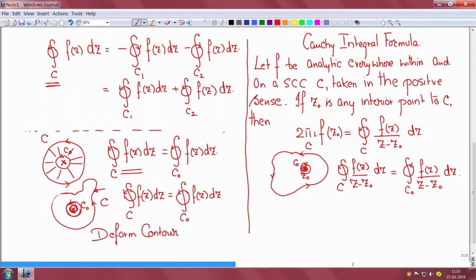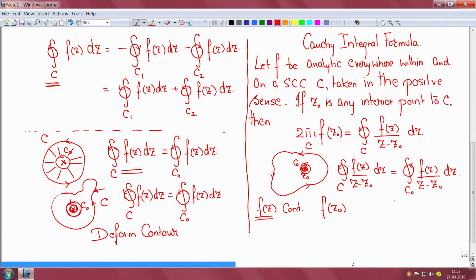Okay. And since f of z is a well behaved function, f of z is analytic and hence continuous, what will happen is as C0 is made smaller and smaller around z0, it will acquire a constant value of f at z0, or it will approach that value because f of z is continuous.